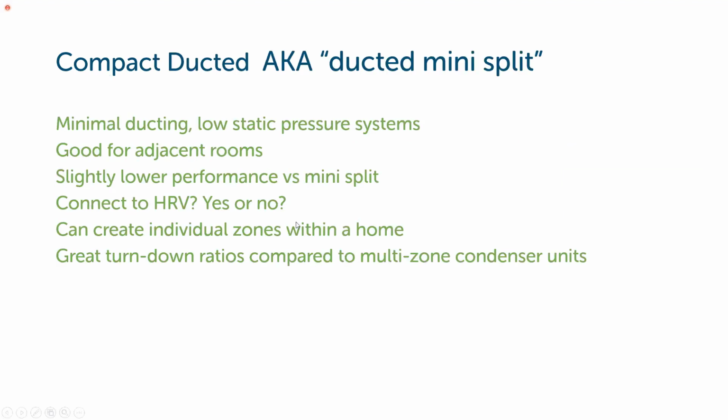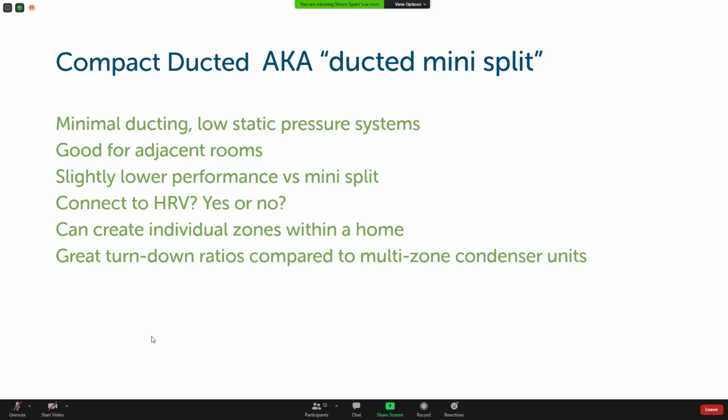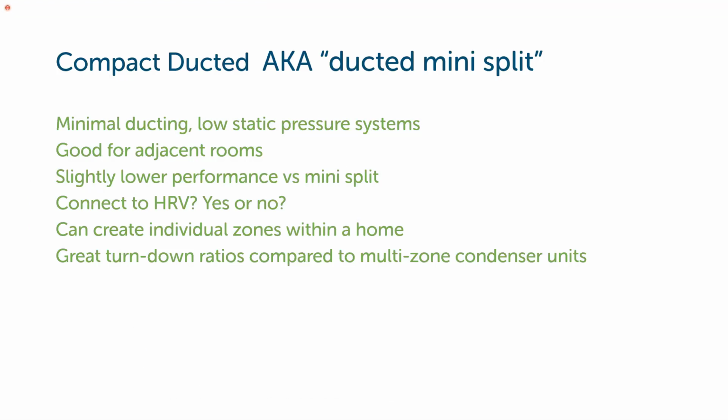Then there's the option of compact ducted or ducted mini splits. This is essentially using the same type of outdoor condenser unit that you would for a mini split, but using a ducted distribution rather than mini split heads. These are designed around lower static pressures, so smaller ducts and minimal duct lengths, but it's good for creating zones within a building. Rather than having a heat pump in 3 different bedrooms, in each room, you can centrally locate an air handler here and duct into those rooms.